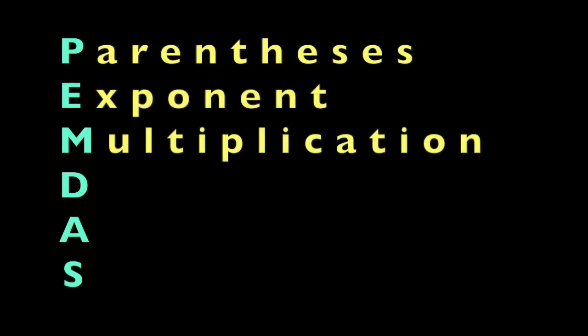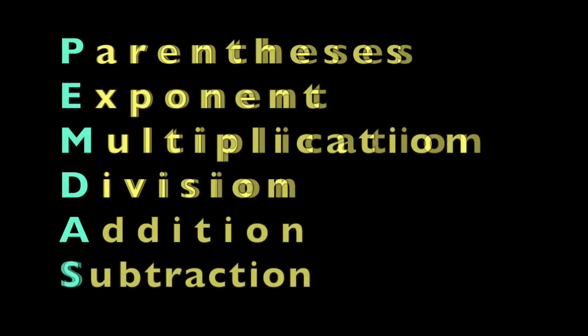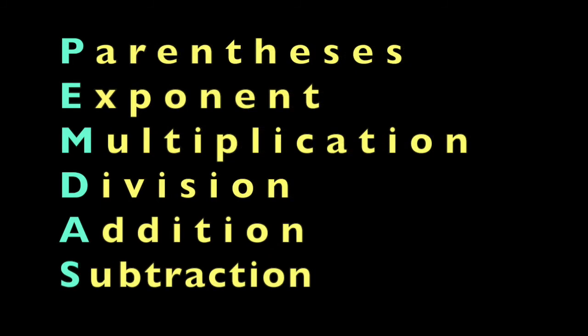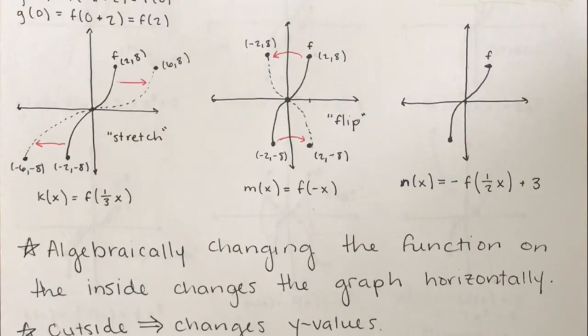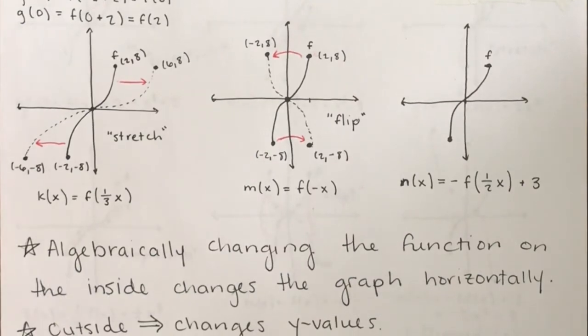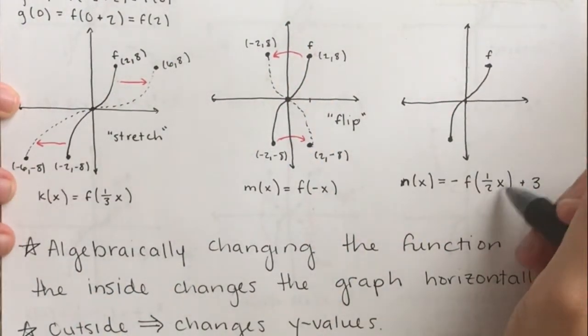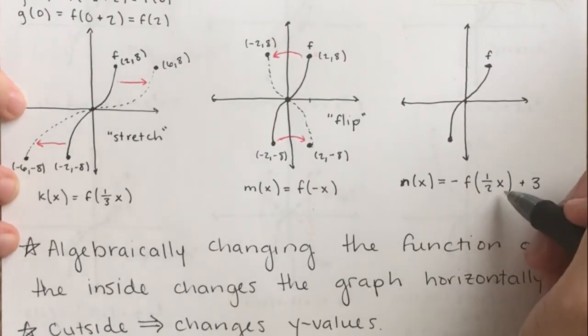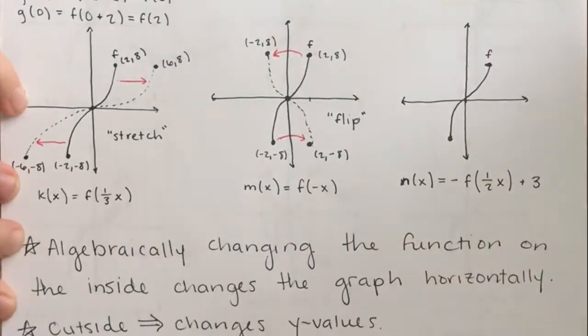Let's refresh on what this represents. Remember, P stands for parentheses, right? Anything inside of the parentheses comes first. Then we do exponents, then multiplication, division, addition, and subtraction. So, here, what is our first thing going to be? Definitely the parentheses, right? Inside of the parentheses, we have this multiplication, so we have to do that first.